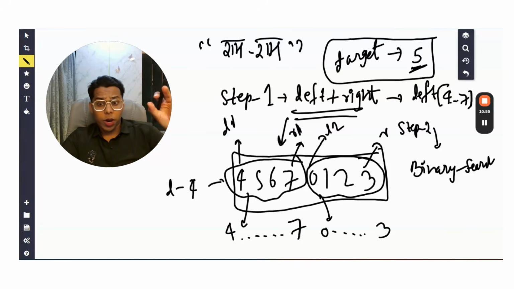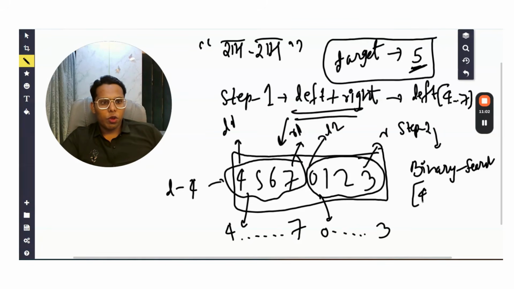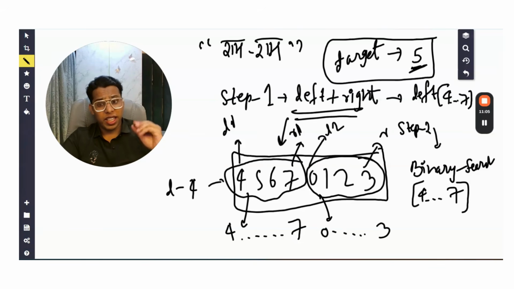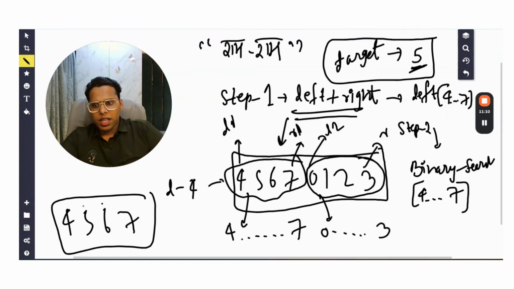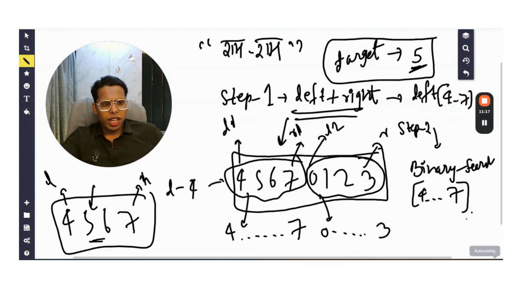If it is coming under the right part, do binary search and find out where this number is coming under the right part. That's it. So now I will do binary search from 4 to 7. You know that standard binary search algorithm. 4, 5, 6, 7 is the only array you have. This is the low index, this is the high index. You can now do binary search and find the position of 5 in this, so it will take log n time.